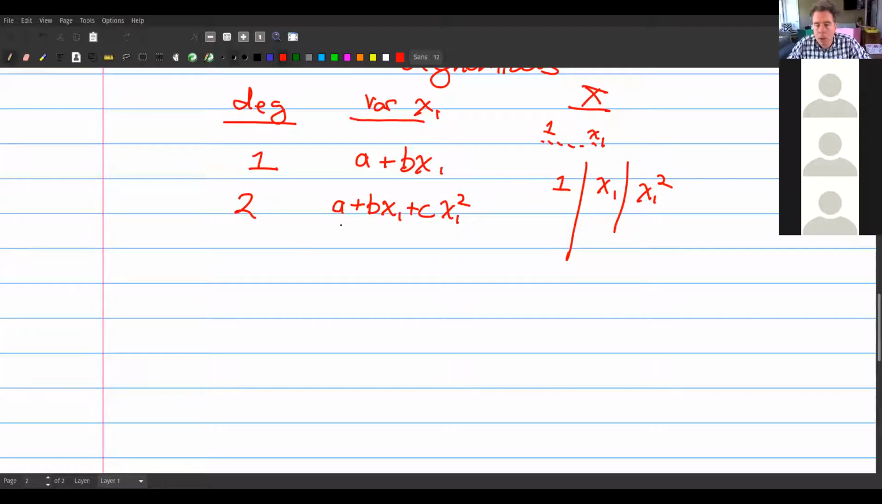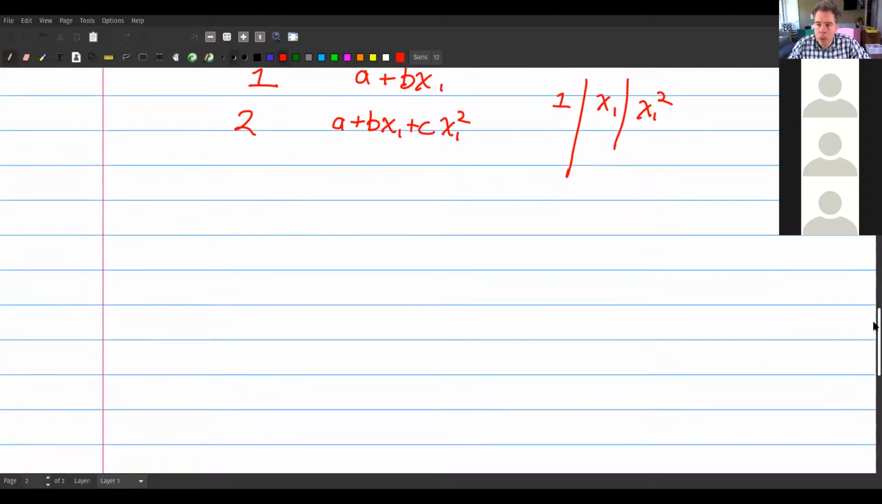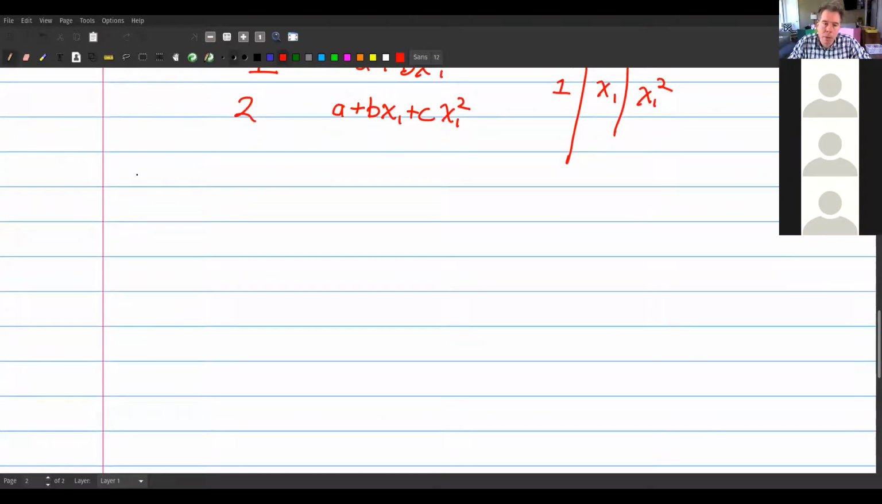So I think everybody's familiar with this. Everybody knows what degree 3 is going to look like and so on. But I think you probably have not seen many multivariate polynomials. So now consider the same game, but now there are 2 variables, x1 and x2.